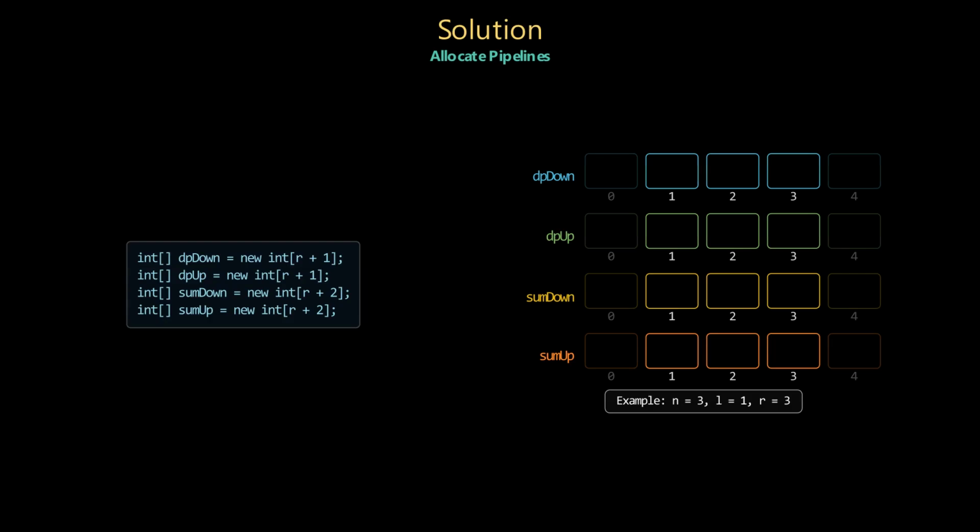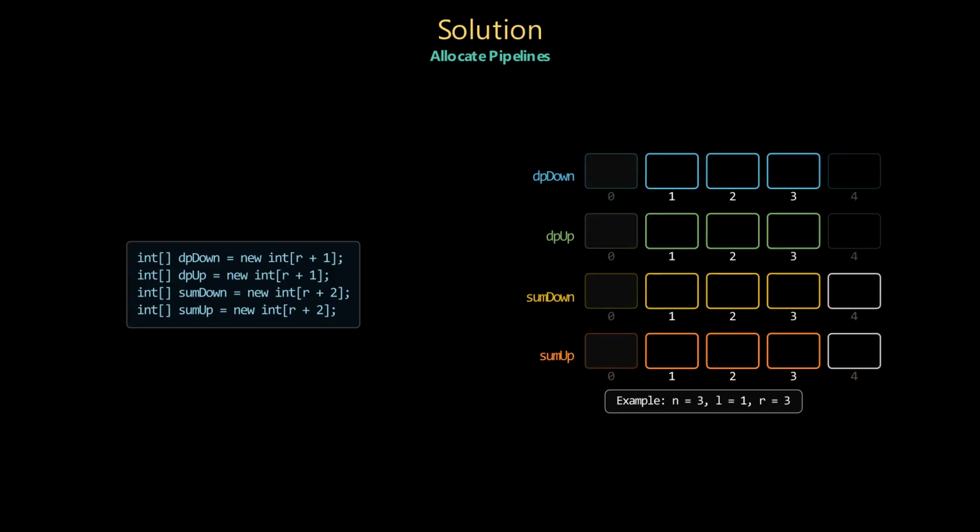We begin by allocating our 4 memory pipelines. To keep our code beautifully pristine, we size our DP arrays to our +1. This allows us to use our actual target numbers as direct index slots, completely avoiding messy index offset math. We stretch our prefix reservoirs to our +2 to create a safe trailing boundary slot at the end.